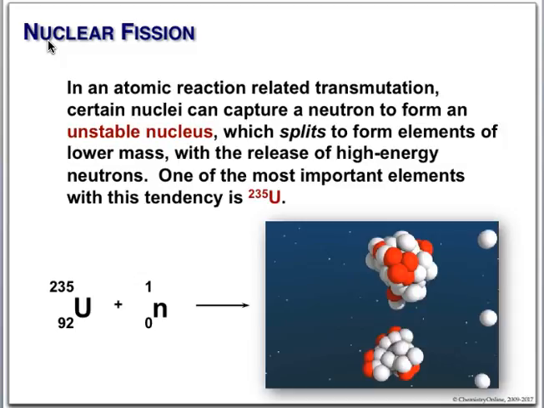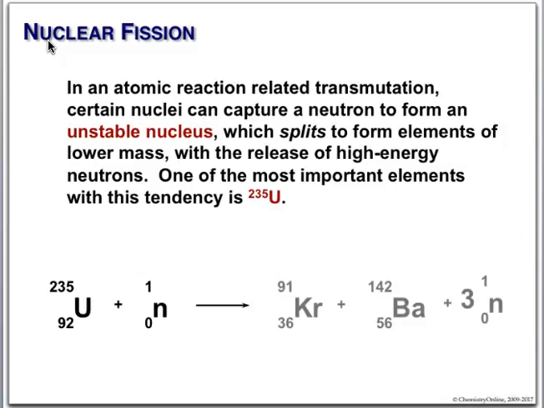Now, the nuclear equation describing this looks something like this. We're starting off with uranium. We're adding a neutron. We split the nucleus in half. We get krypton, barium, and 3 neutrons. High energy neutrons, and we also get a lot of heat.